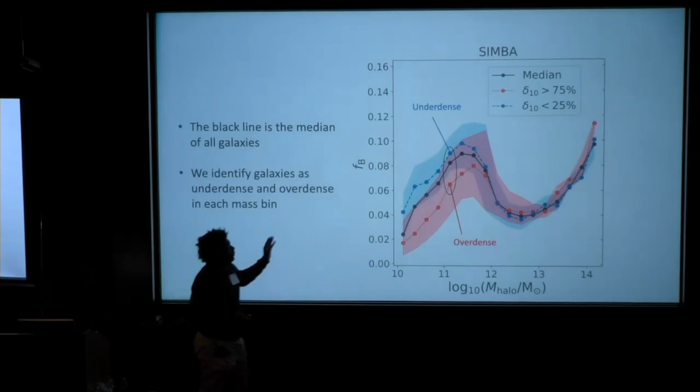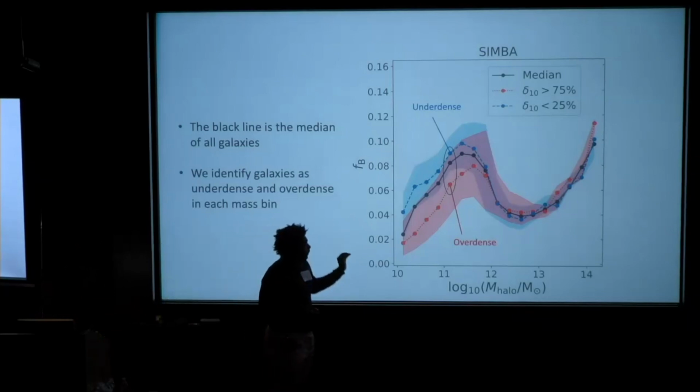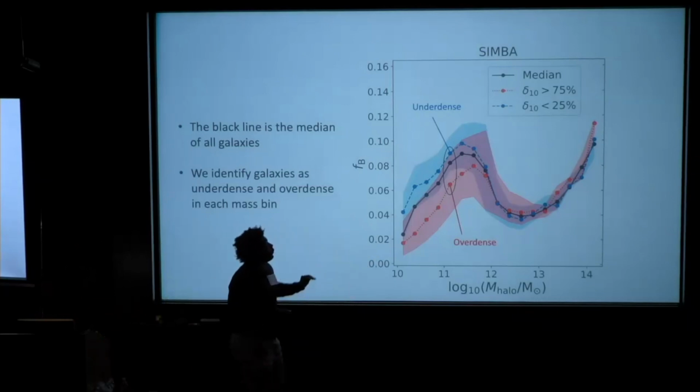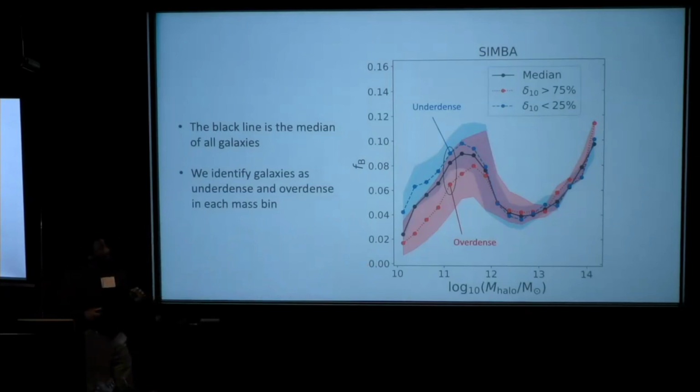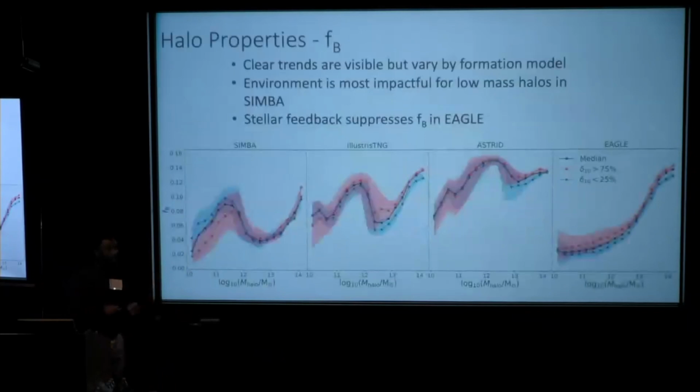And here, once again, this is SIMBA, baryon fraction versus halo mass. We see the strongest trend with low mass halos. It indicates that when a low mass halo is left alone, far away from other galaxies, it is far more efficient at holding onto its baryons than if it were close to more massive galaxies exerting feedback, among other things.